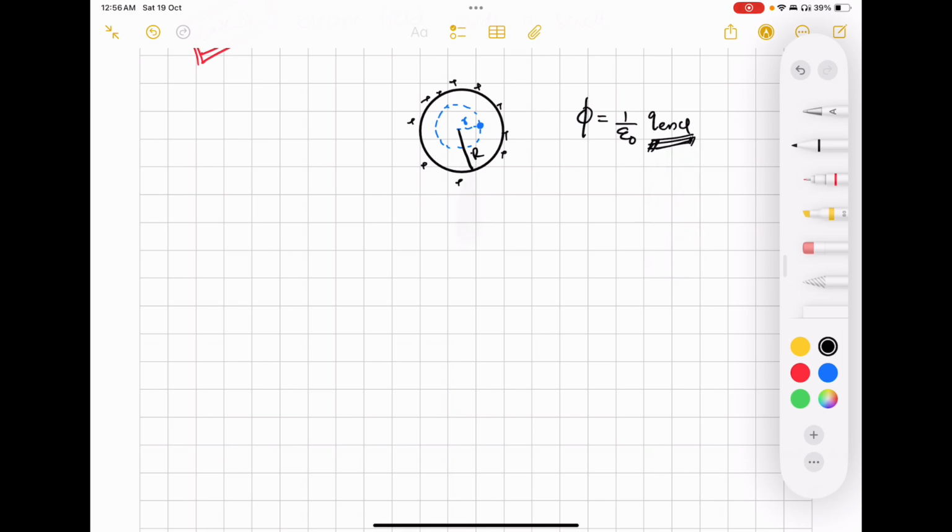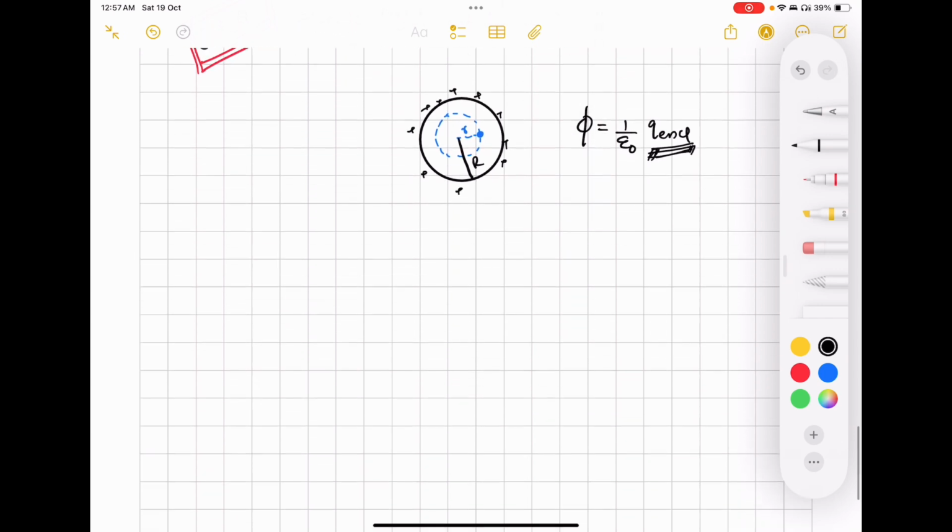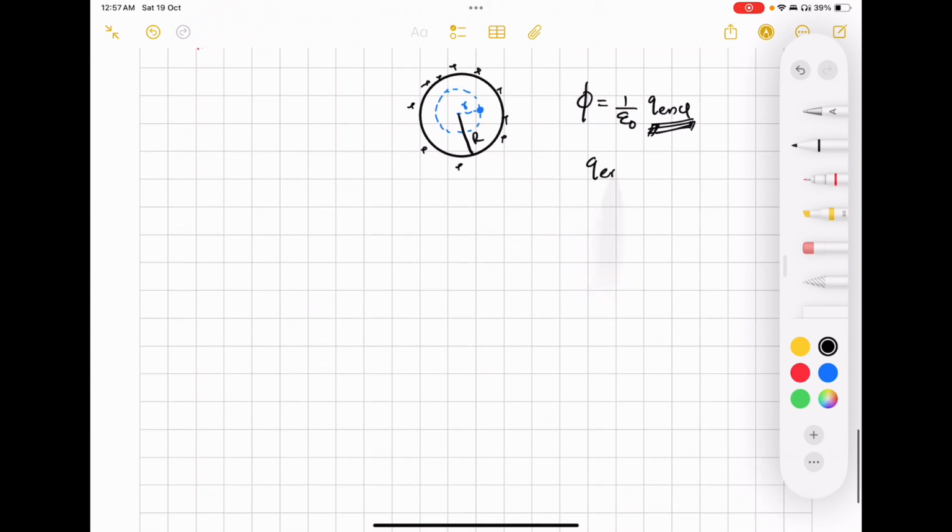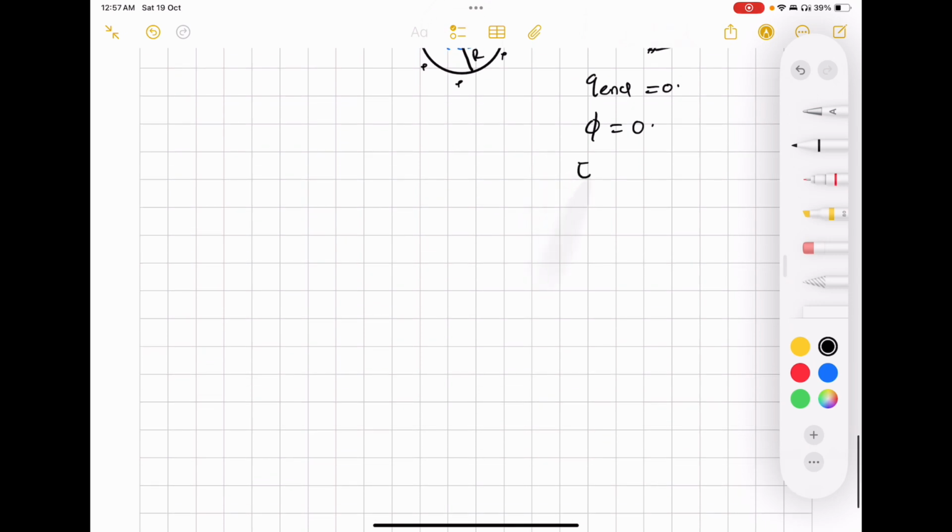From the figure, it is very clear that the charge enclosed by the Gaussian surface is zero. Therefore, phi is equal to zero. If phi is equal to zero, we can say that the electric field inside a shell is also equal to zero. This is a very important result. Electric field inside a shell is zero.